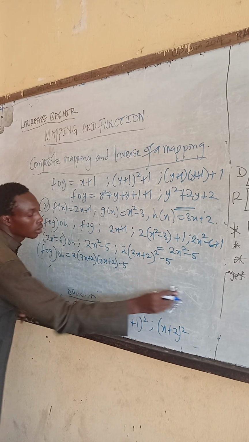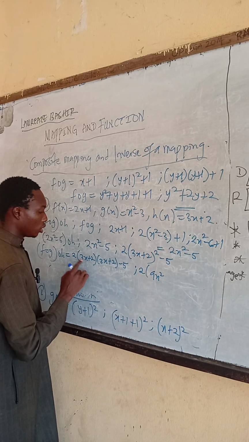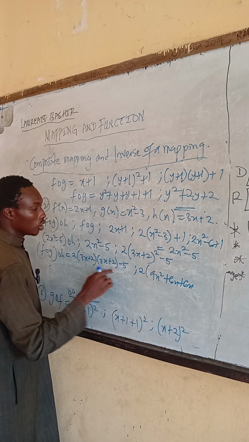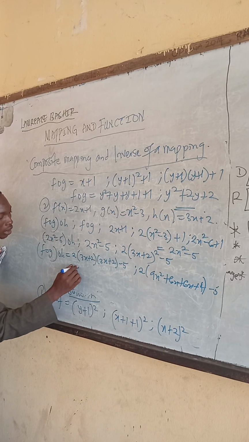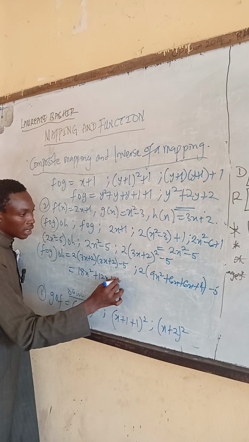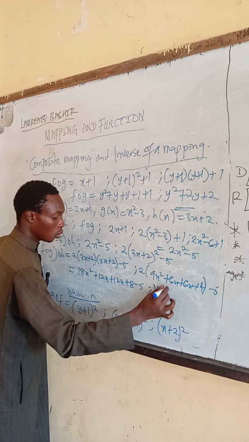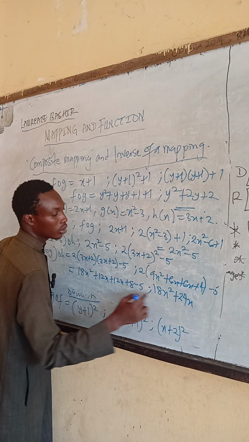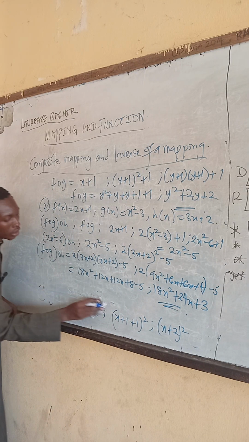Then we are going to have 2 open brackets, 3x times 3x, 9x square, 3x times 2, 6x, 2 times 3x plus 6x, 2 times 2, 4. Then you have minus 5. Then open the bracket, you are going to have 18x square plus 12x plus 12x plus 8 minus 5. So you are going to have finally 18x square plus 12x plus 12x, 24x, 8 minus 5, 3. So this is what you have for the f composite g close bracket composite h.